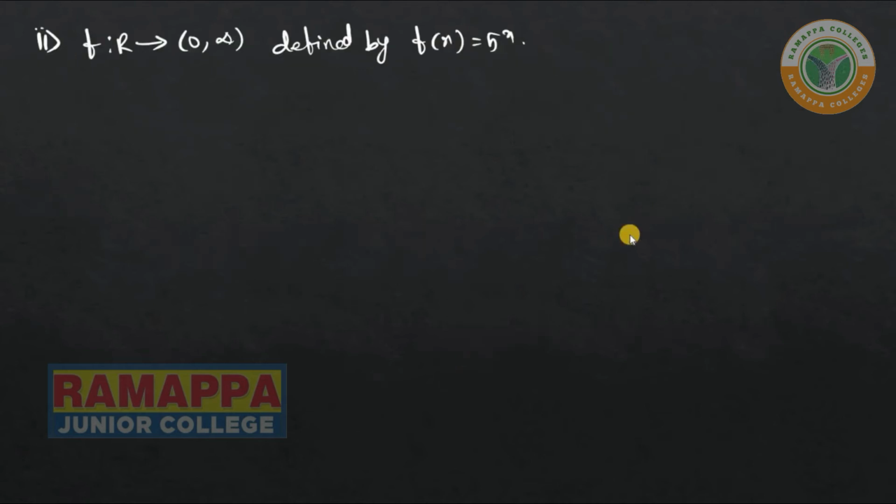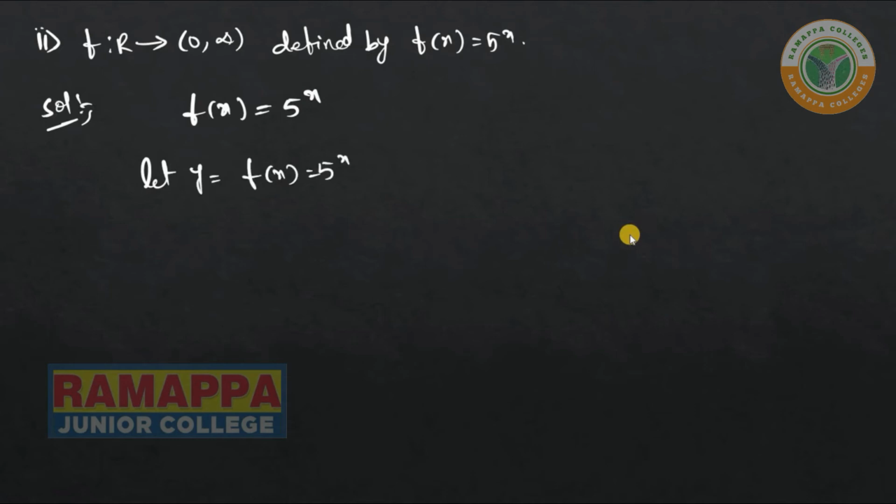Now here f is defined from R to 0 to infinity by f of x is equal to 5 power of x. Solution: let y is equal to f of x is equal to 5 power of x. From this I will write f inverse of y is equal to x. Why am I writing y is equal to f of x every time? Because I am bringing this f to this side and it becomes f inverse. That's why I am writing like this.